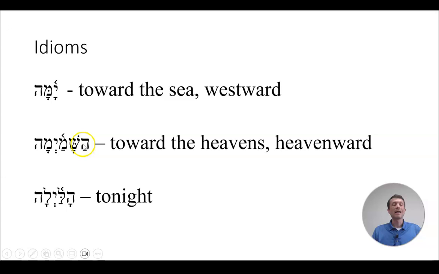Below that, you have the word heavens with a definite article and a directional hey, hashamaymah, and that's translated toward the heaven or heavenward. And then finally, the definite article on the word night, layla, so halaylah, means tonight. There's no other Hebrew word for tonight. It's the night, means tonight.